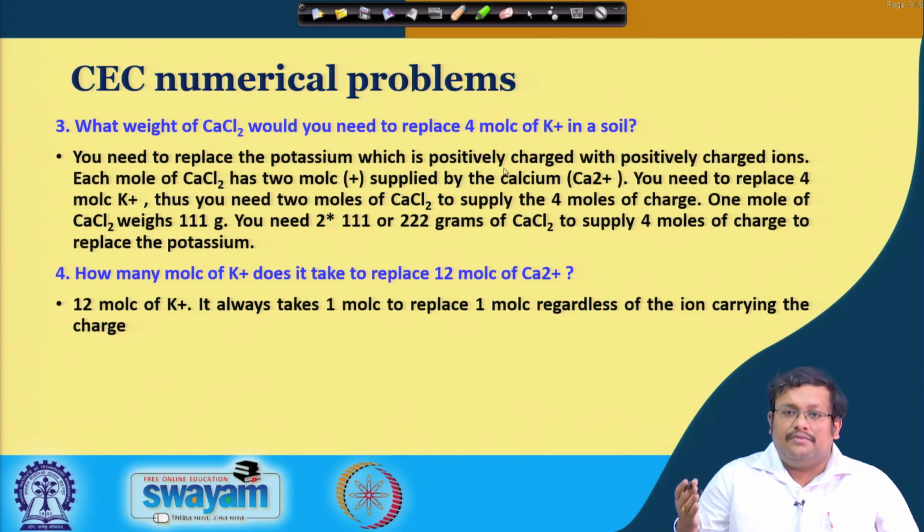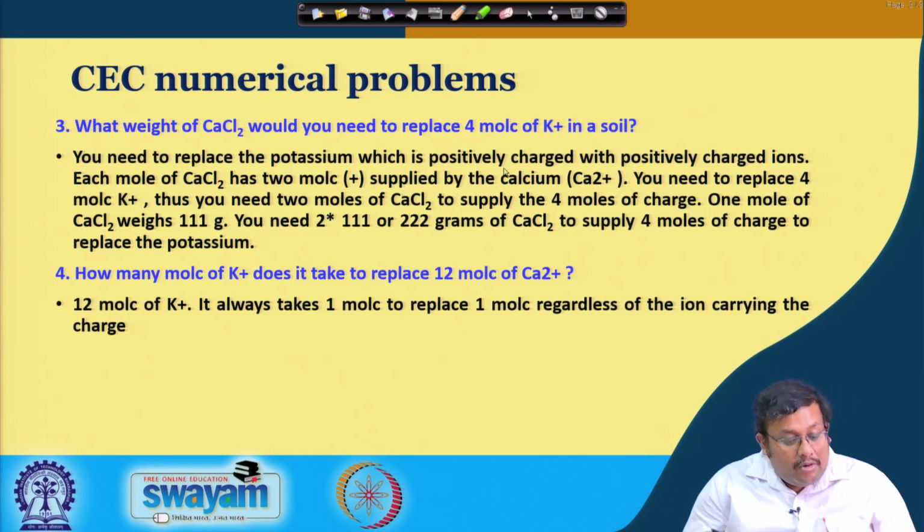From the formula of CaCl2 we know that 1 mole of calcium ion produces 2 molar charge. So, to supply 4 molar charge we require 2 moles of calcium chloride, which weighs 2 multiplied by 111, that is the molar weight. So, it is 222 grams of calcium chloride to supply 4 moles of charge of calcium, which will further replace 4 moles of charge of potassium from the soil.